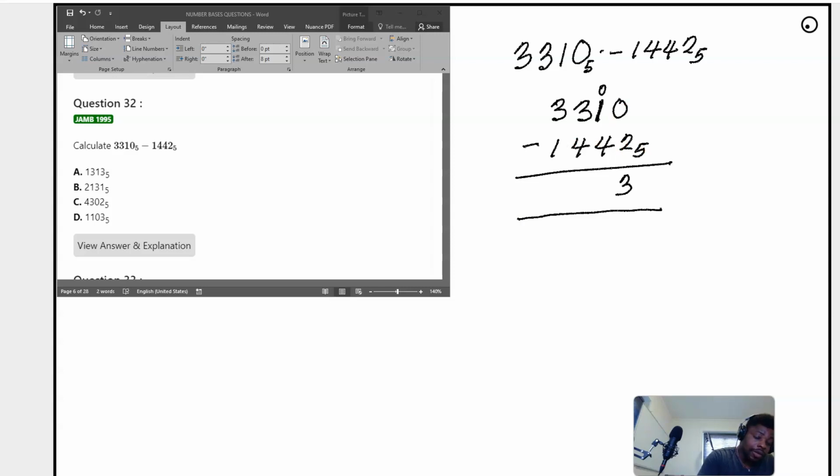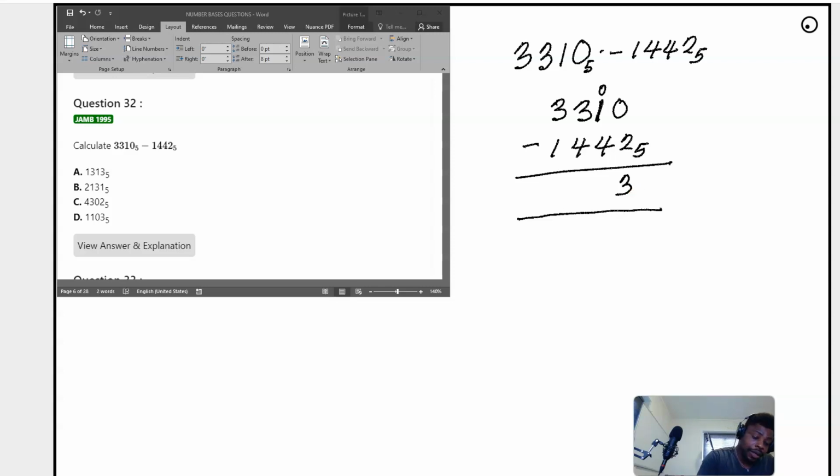Remember, when you are solving, you are to be looking at your options to quickly eliminate the ones that cannot be the answer. So I know my last number here is already 3. So B cannot be the answer because the last number is 1. C cannot be the answer, the last number is 2. So my answer is either going to be A or D.